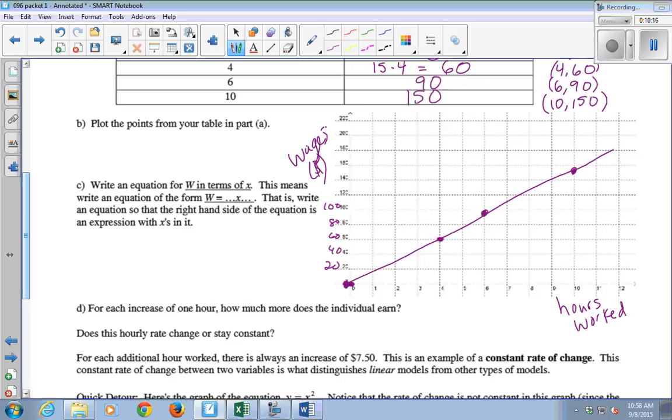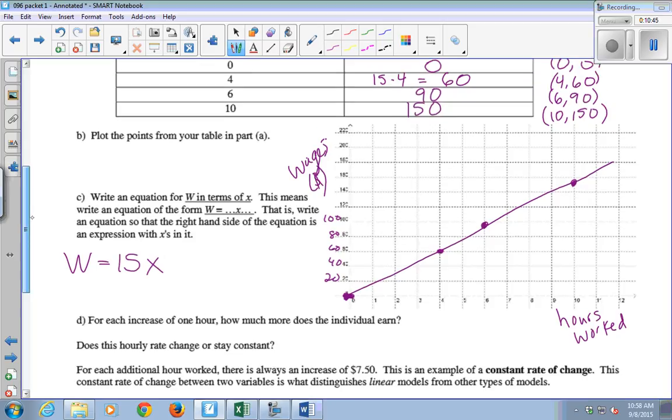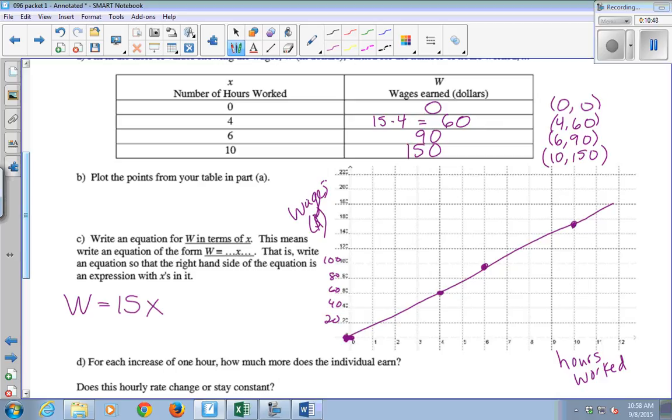All right, so I would like to write an equation for W in terms of X. So that means I want to write an equation that has the form W equals some stuff with X's in it. So W stands for wages. How do we calculate wages if you know hours worked? $15 times the number of hours you work. So it's going to be $15 times X. So we're letting X be the number of hours you work. Right? And we knew that from up here in the table. X is the number of hours worked. W is wages.